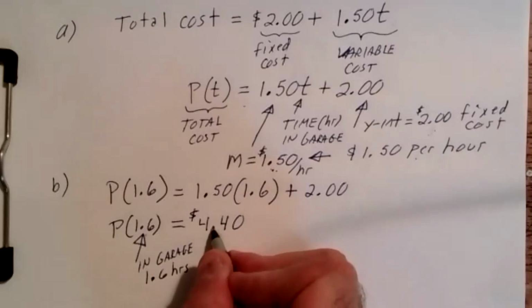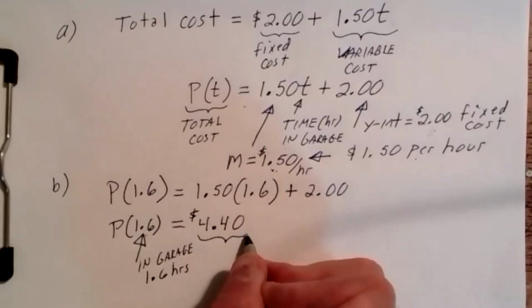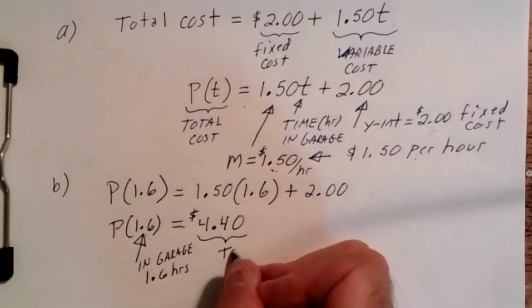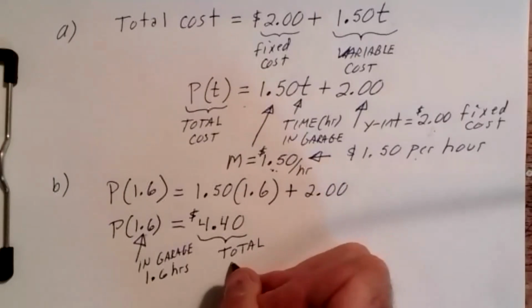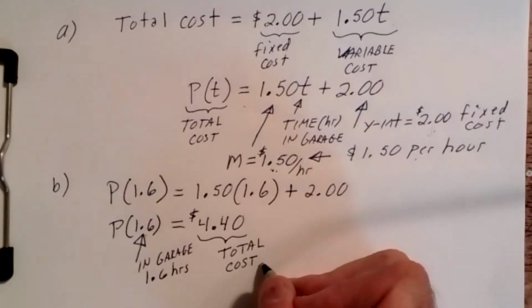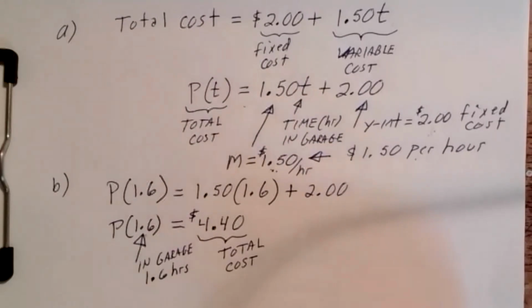What's the 4.40? What does this represent? The cost of the amount of time we spent. This is the total cost. Yeah. This is the total cost of having parked in that garage for 1.6 hours. That's it. That's how we interpret what this is saying in the context of our problem here. So if you park in that garage for 1.6 hours, you're going to be paying $4.40.